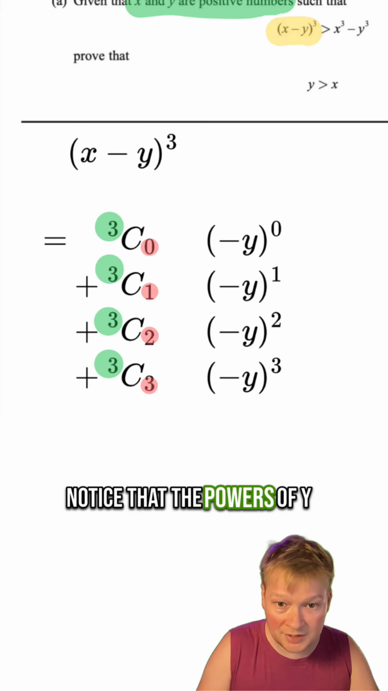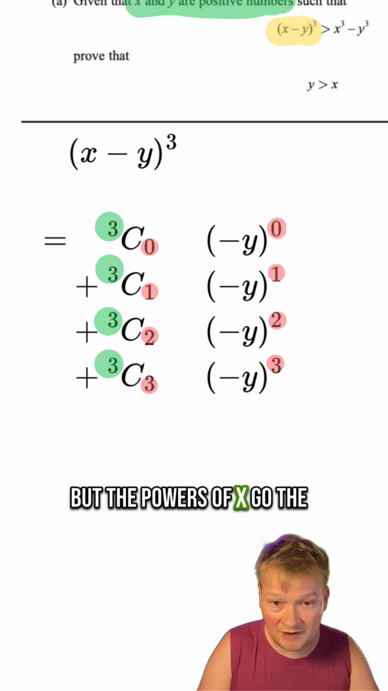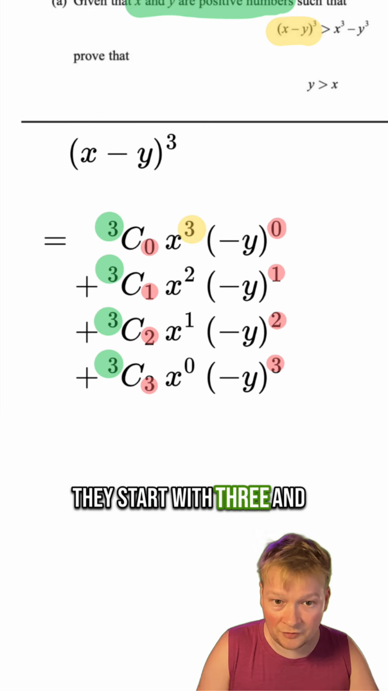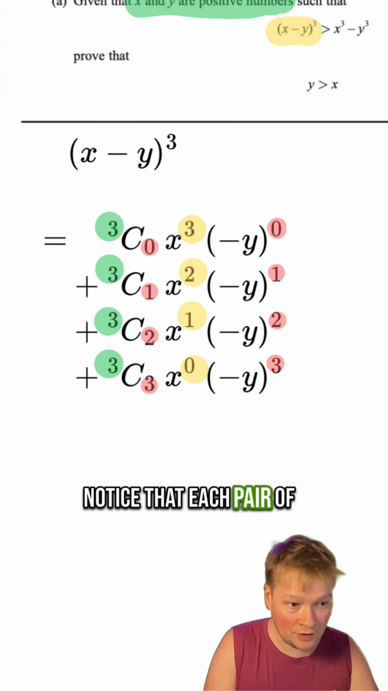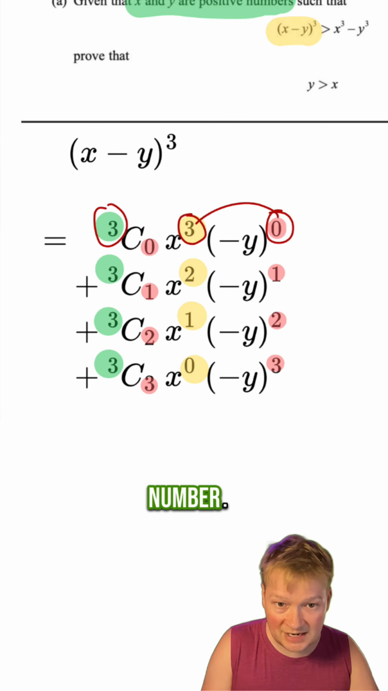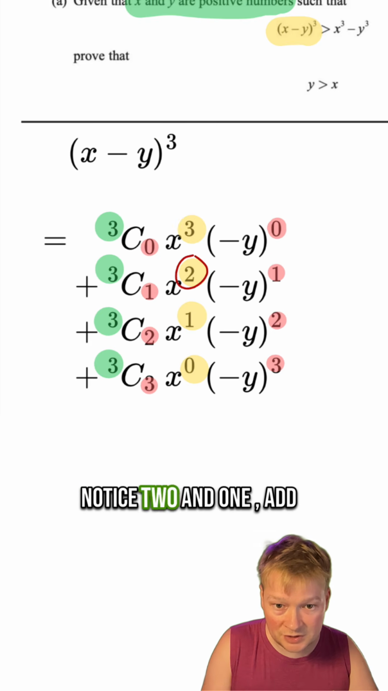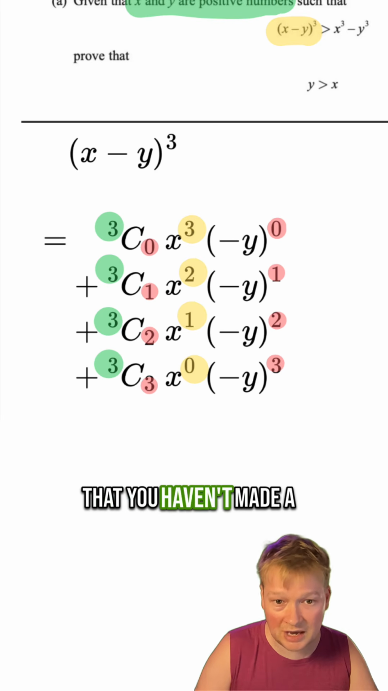Notice that the powers of y do the same thing, 0, 1, 2, and 3. But the powers of x go the other way. They start with 3 and end in 0: 3, 2, 1, 0. Notice that each pair of powers here, 3 and 0, if you add them together, you get the power here. Notice 2 and 1, add them together, you get the power of 3, and so on. That's a good little check that you haven't made a mistake here.